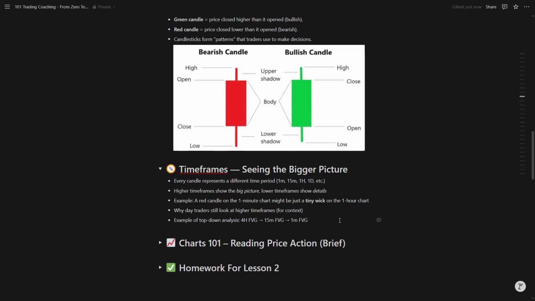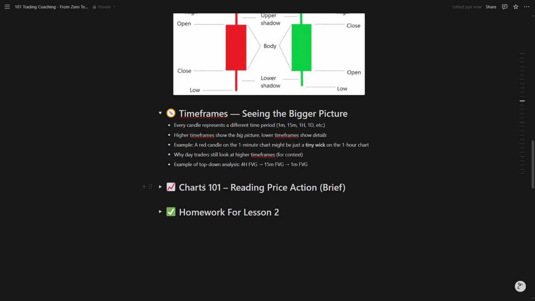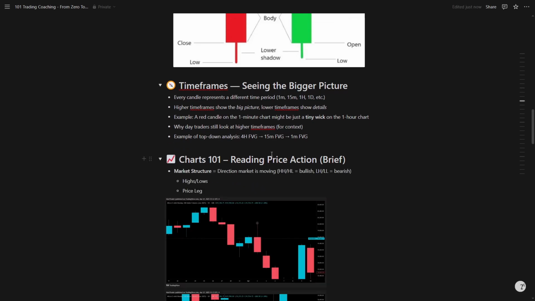And for key levels, I mark up key levels from the higher time frame to use them on the lower time frame. That's basically how I use it. We'll dive deeper into this later on. Do you get it? Yeah. Any questions so far? No. Are you sure? Yeah, I mean, it's pretty clear so far. Pretty basic stuff. Okay, so let's go into charts 101 and reading price action.